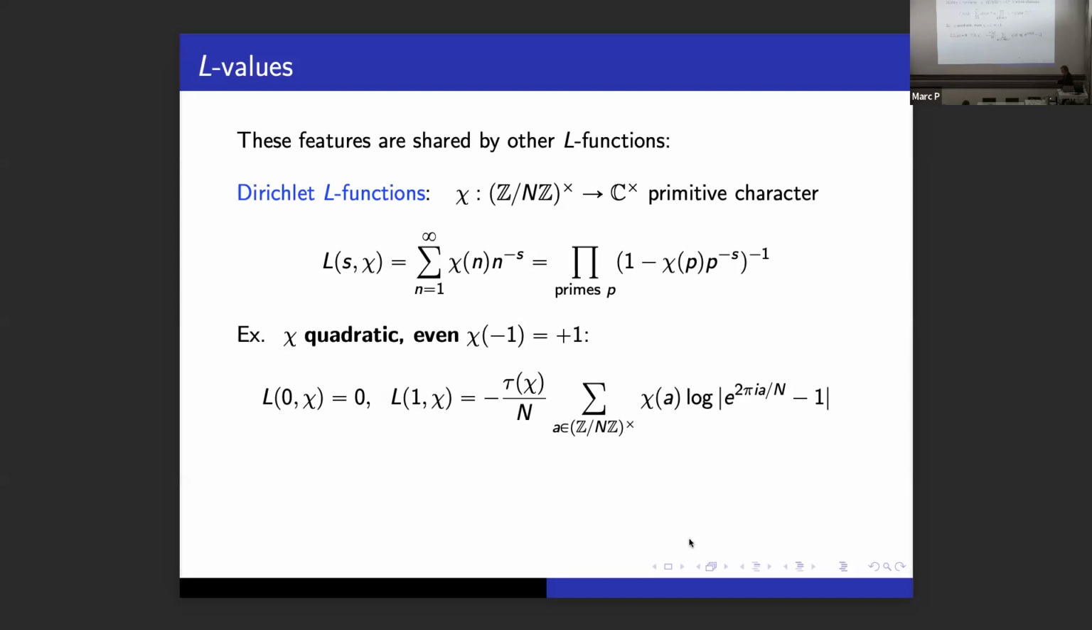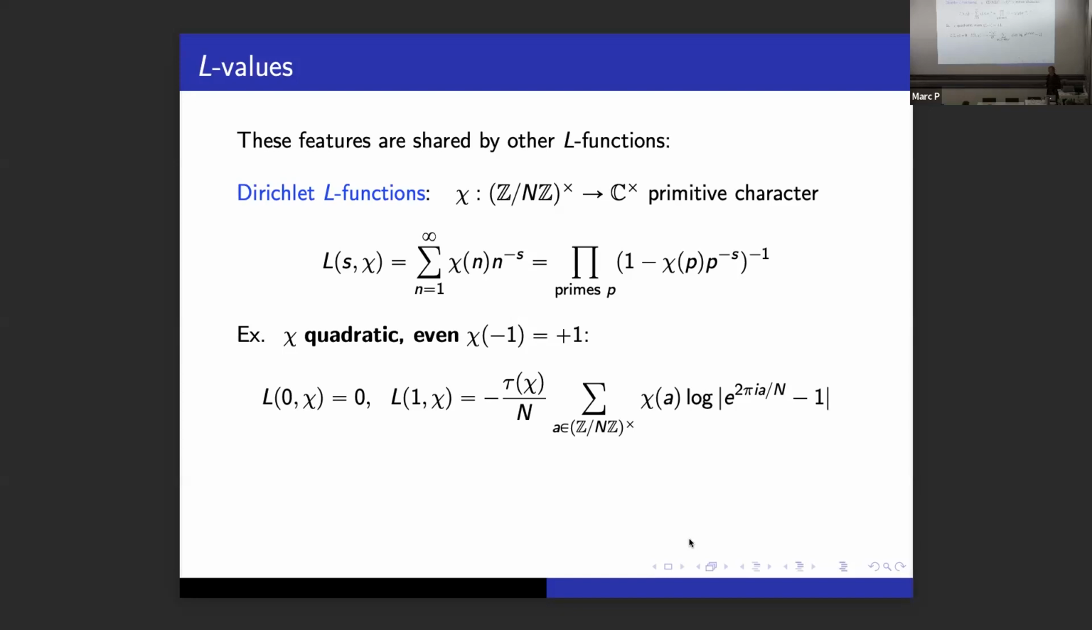It shares many of the same kinds of analytic properties. And the case that I'm going to pick on today is when that character is quadratic, and maybe even. By even, I mean its value on -1 is +1. There will also be characters where this value on -1 is -1, and we call those the odd characters. And there are some qualitative differences between those L-functions.